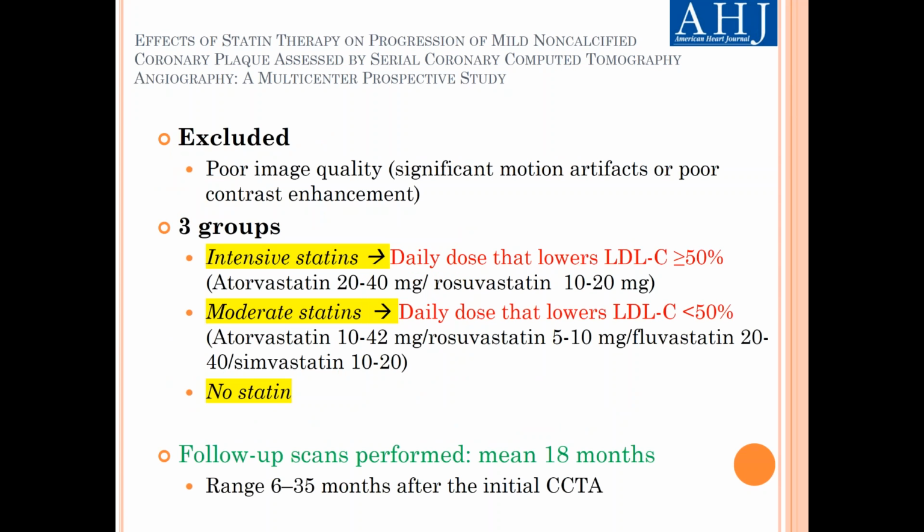And the 3 groups of patients that they analyzed was patients that were on intense statin therapy, defined as rosuvastatin or atorvastatin, which both lower LDL greater than 50%. The doses that they used, though, were a bit lower than what we consider to be high-intensity statin. So instead of 80 of Lipitor, they used 20 to 40, and instead of 40 of Crestor, they used 10 to 20.